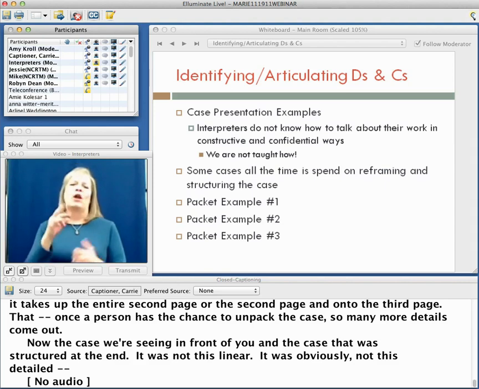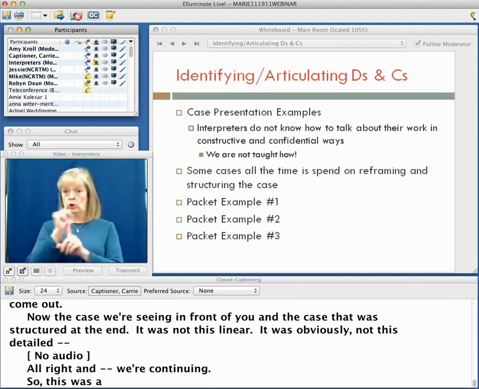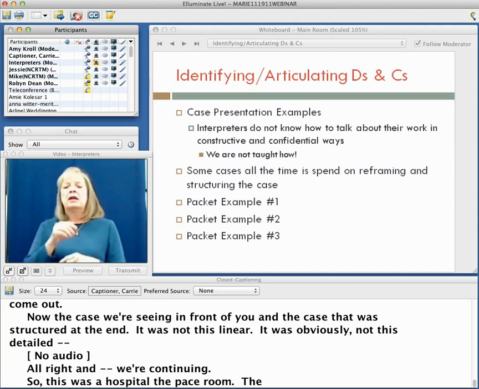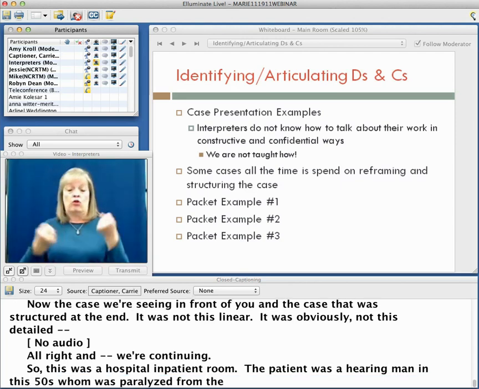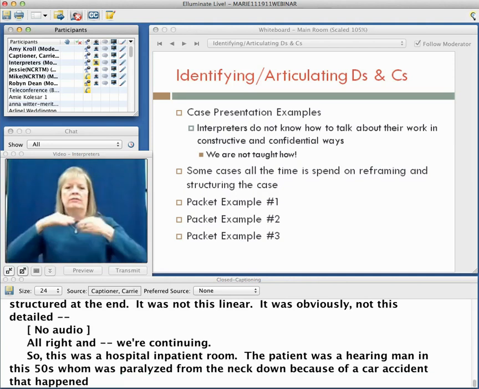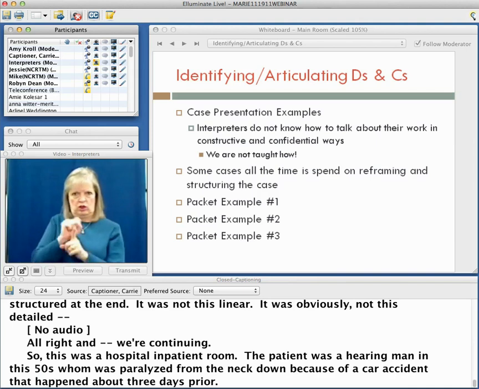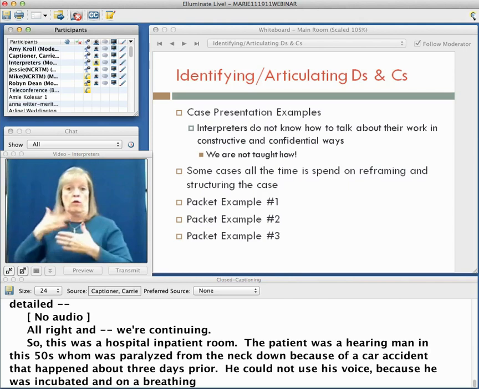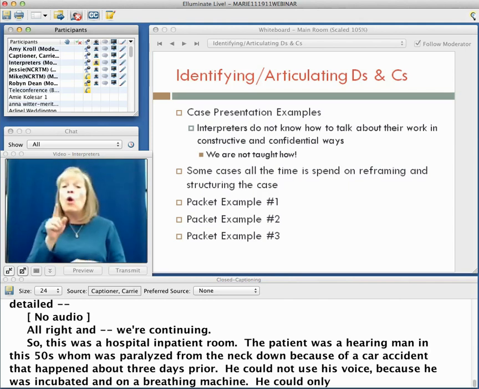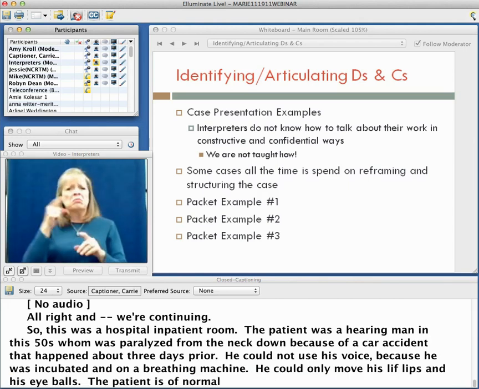All right, and we're continuing. So this was a hospital inpatient room. The patient was a hearing man in his 50s who was paralyzed from the neck down because of a car accident that happened about 3 days prior. He could not use his voice because he was intubated and on a breathing machine. He could only move his lips and his eyeballs. The patient is of normal intelligence, and he did not have any cognitive dysfunction due to the accident.